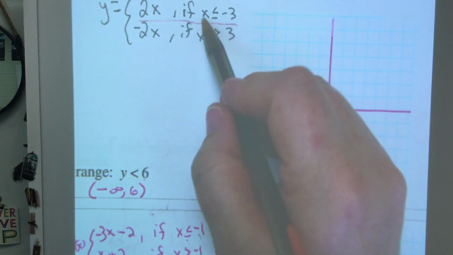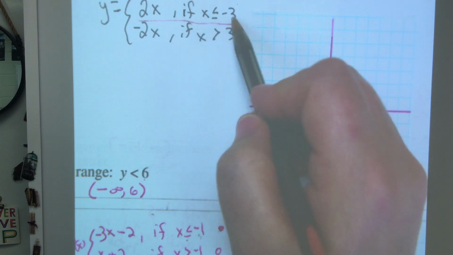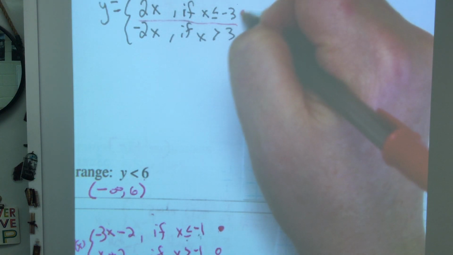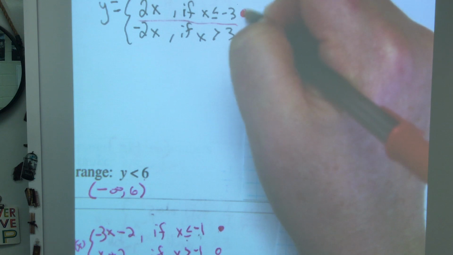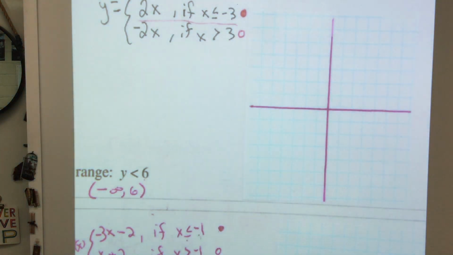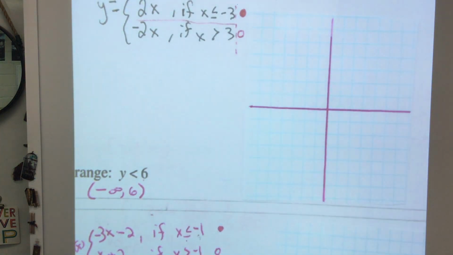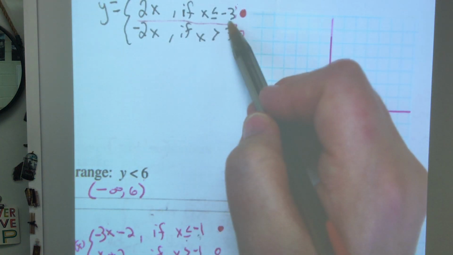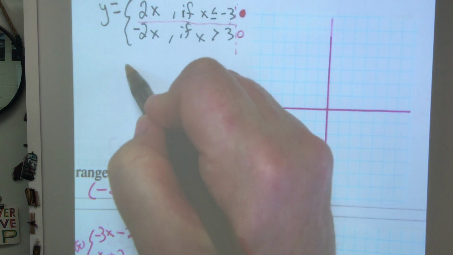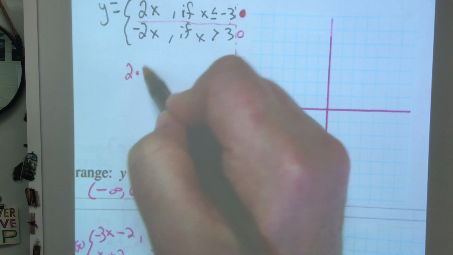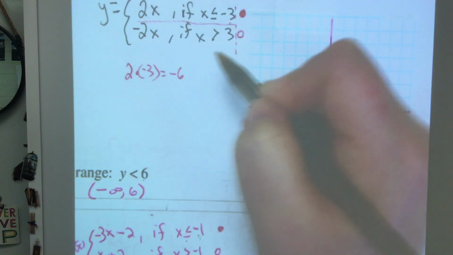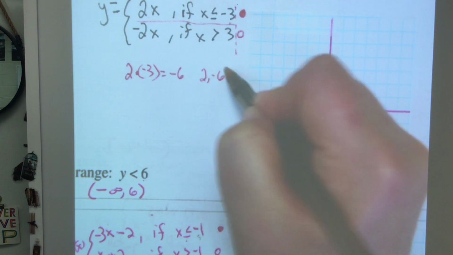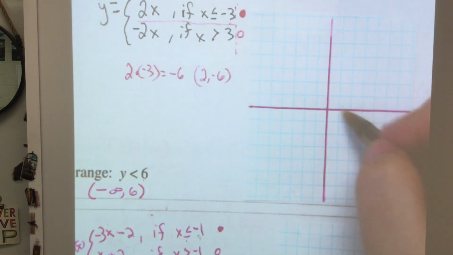So for the first one, I have 2x if x is less than or equal to -3. So this one's going to have the solid dot, and this one's going to have the open dot. Okay, I don't want you guys to think that's 30. I probably should have written it down here. So I have 2x if x is less than or equal to -3. I'm going to plug -3 into 2x. So 2 times -3 equals -6. So my point would be (-3, -6). That's where the dot would go.